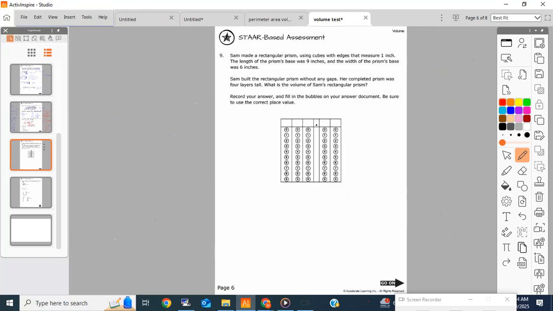Sam made a rectangular prism using cubes with edges that measure 1 inch. So this is going to be a unit cube. The length of the prism's base was 9 inches. I'm going to write these down. Length equals 9 inches.